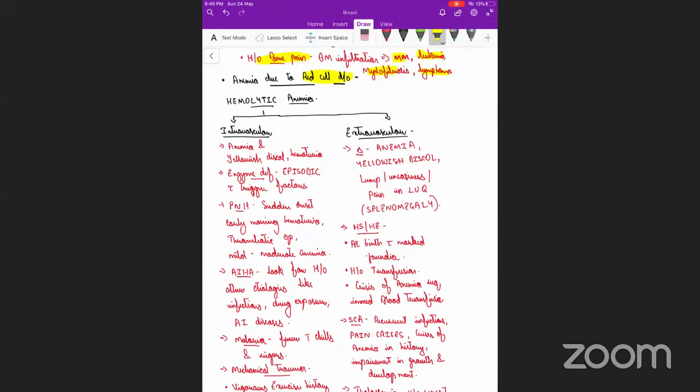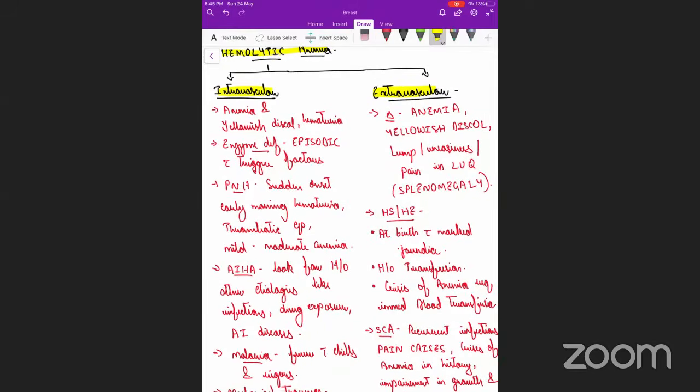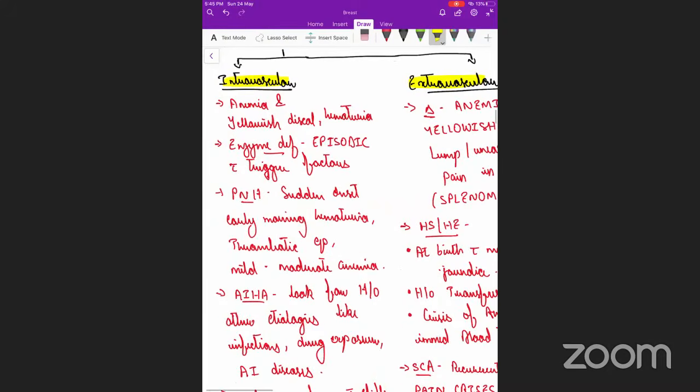So what all can we think of in the red cell? One is peripheral destruction of the red cell, that is hemolytic anemia. Hemolytic anemia, two types. One is intravascular, one more is extravascular. Intravascular, what are the features that we can see if it is intravascular anemia? We saw extravascular anemia in our case. Okay, fine. That was hereditary spherocytosis. If there is intravascular, we'll only see anemia, yellowish discoloration, that is jaundice. And because of hemoglobinuria, we'll see hematuria as well. Red color discoloration of urine as well is seen.